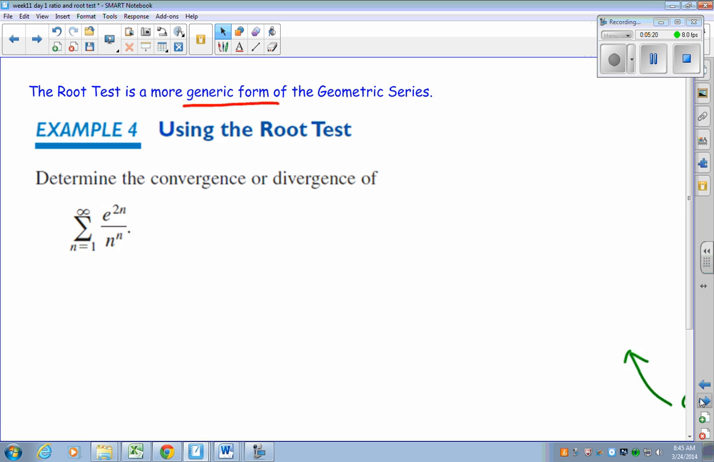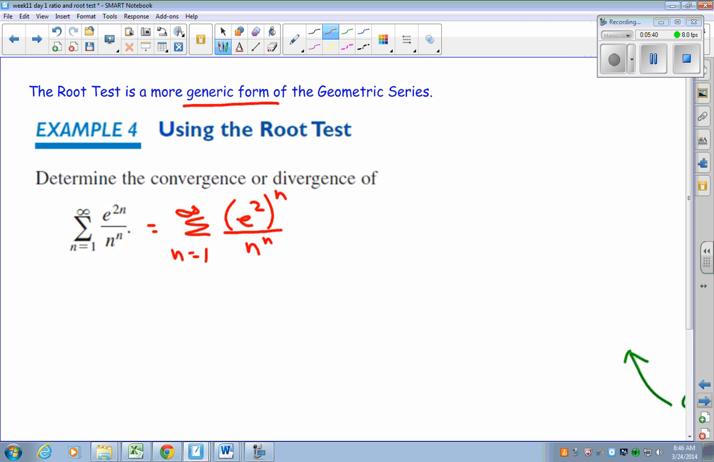Determine the convergence or divergence of this. Now notice, there's a lot of raising to the n. So let me rewrite this a little bit and say this could be e squared over n to the n.